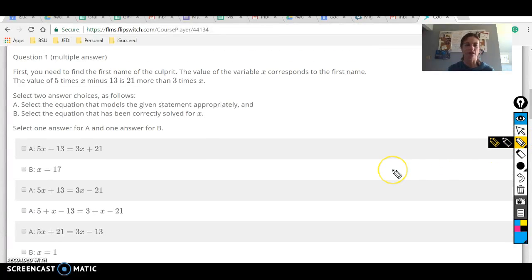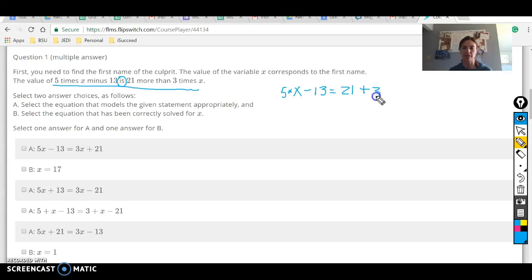All right. So what we need to do is change this into a mathematical statement instead of an English statement, okay? So we have 5 times x minus 13 corresponds to equals 21 more, is plus, than 3 times x, okay?